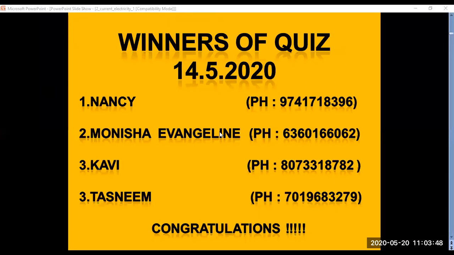which is Wheatstone's bridge. In relation to that, we are going to see what is your Kirchhoff's law. So observe carefully.